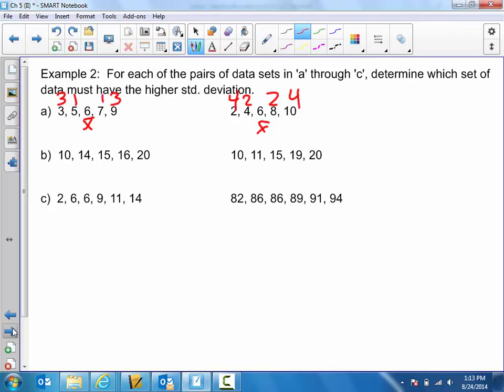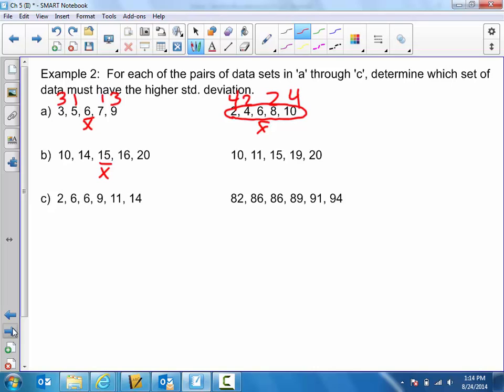So you can tell doing a comparison, pair the 3 with the 2, the 5 with the 4, the 7 with the 8, the 9 with the 10. In all of those pairings, the second data set is further from its mean than the first data set is from its mean. So I've circled the second data set; it would have the higher standard deviation here, again, standard deviation being how far data values tend to be from the mean.